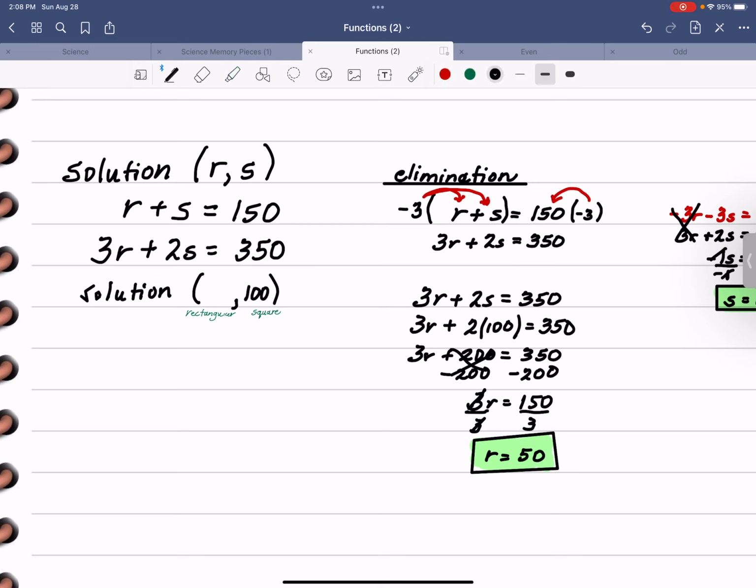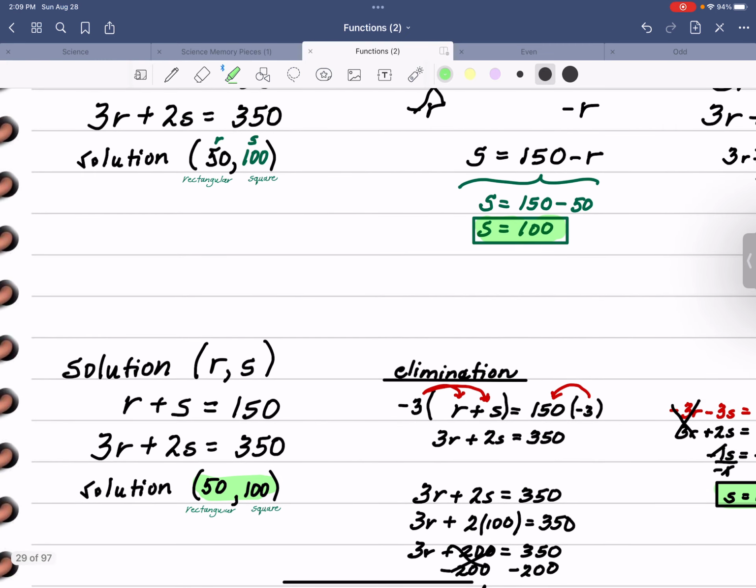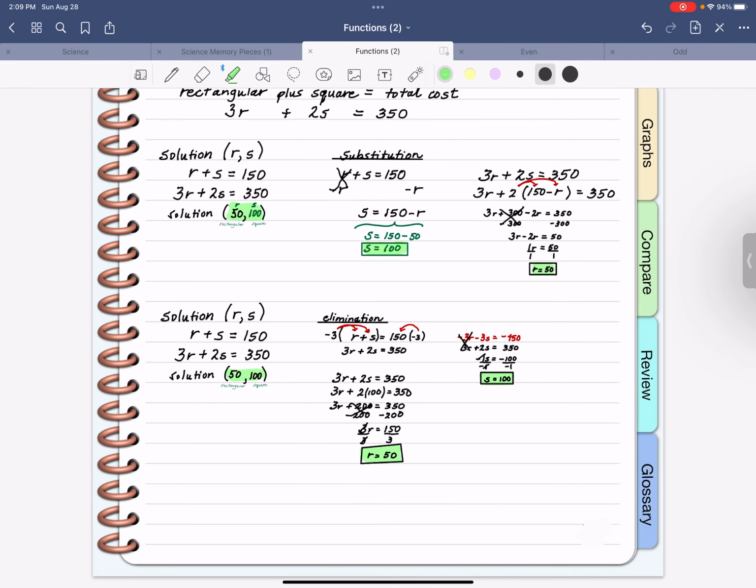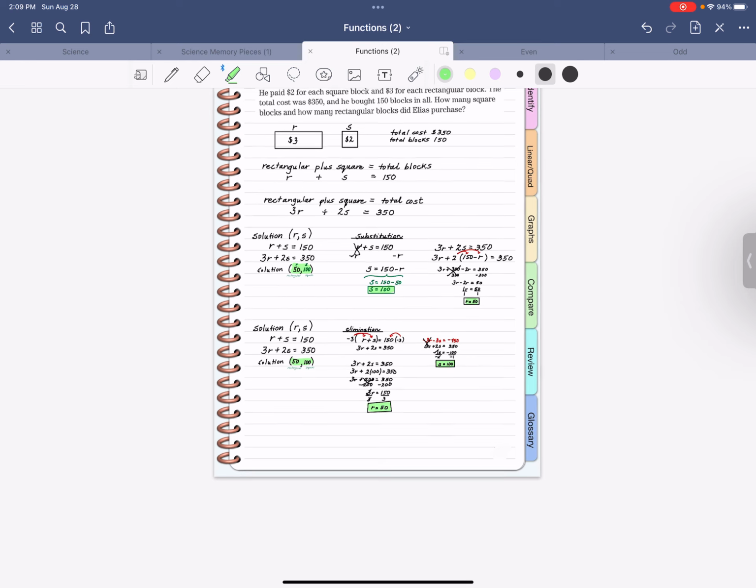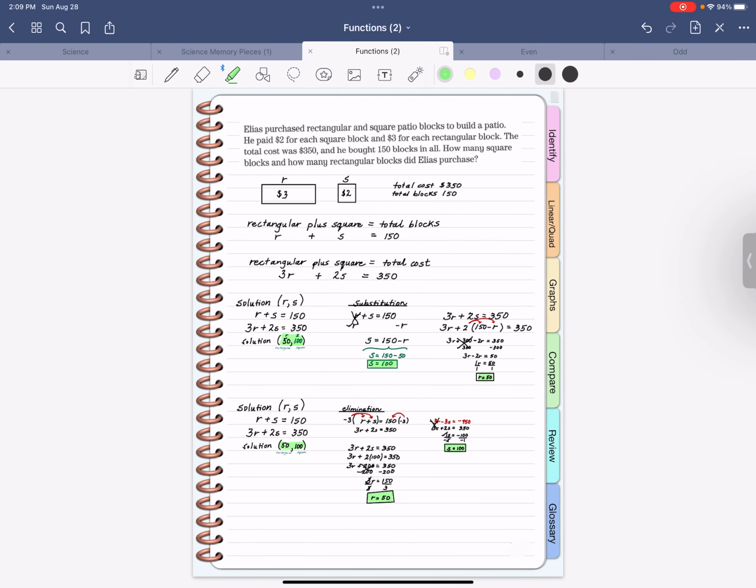Now the question is, is this what I got the last time when I worked this out? Is this solution the same as this one? And it is. So I feel pretty good about that problem. Now, obviously, on a test, you don't need to do both solutions. Pick the one you like, substitution or elimination. We could also have graphed it, but then I would have had to find slope and do all of that.